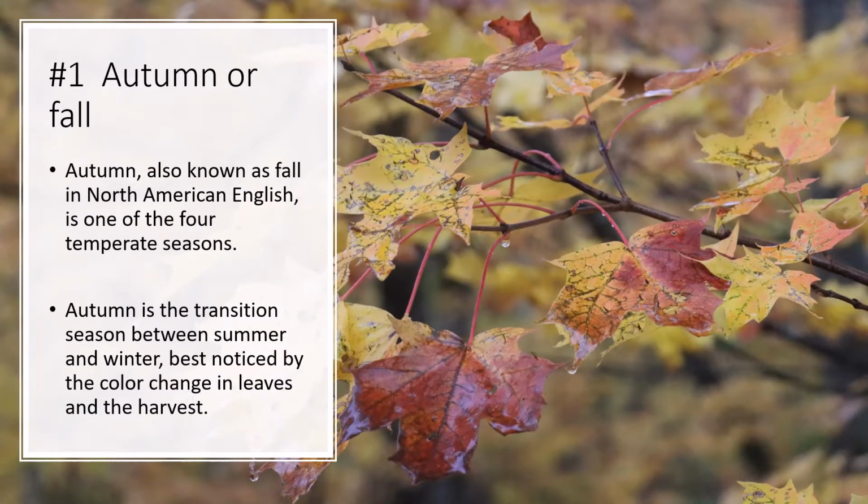Autumn, also known as fall in North American English, is one of the 4 temperate seasons. Autumn is the transition season between summer and winter, best noticed by the color change in leaves and the harvest.